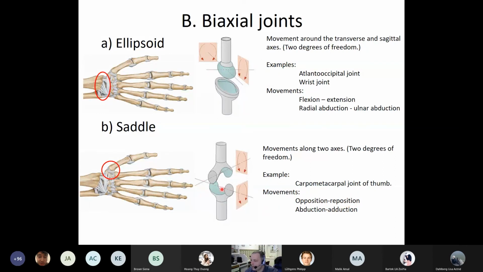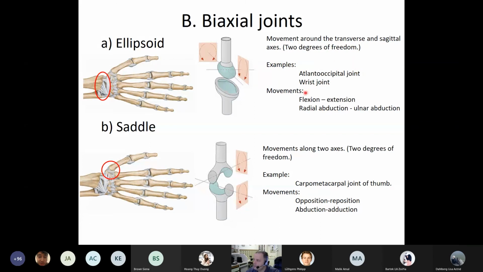Okay, so you have again 2 pairs of movements because you have 2 axes, 2 degrees of freedom, and the saddle joint is another type of the biaxial joint. So this is not a common type of joint. Saddle joint, we have only one in the human body, but we have more ellipsoid joints.